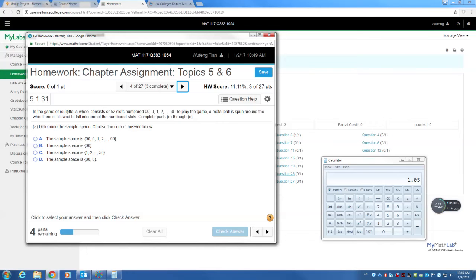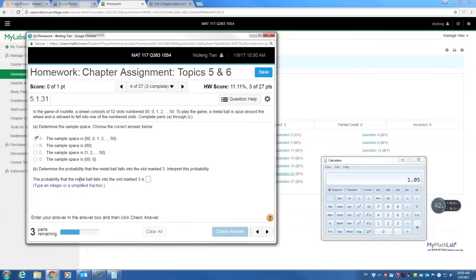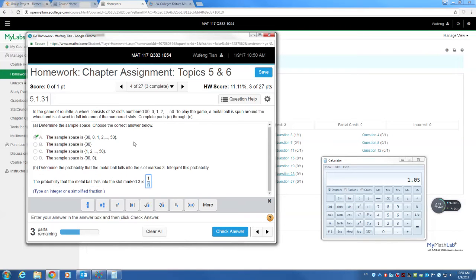The game of roulette will consider 52 slots numbered from 0 to 50 to play the game. A metal ball is spun around the wheel and is allowed to fall into one of the number slots. So the sample space is 0, 00, 1 until 50. Determine the probability that it falls into a slot marked 3. So how many we have is 52, so it's 1 out of 52.